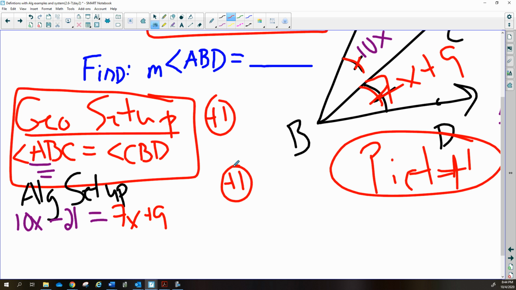Going about solving, remember we want to get our algebra on the same side. So in order to do that, I'm going to get my variables on the same side here.